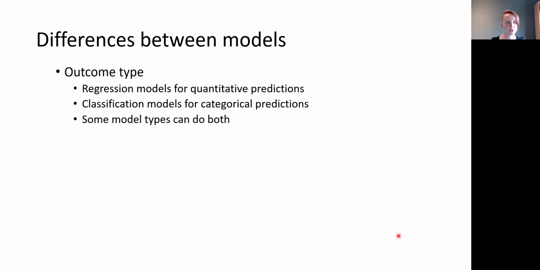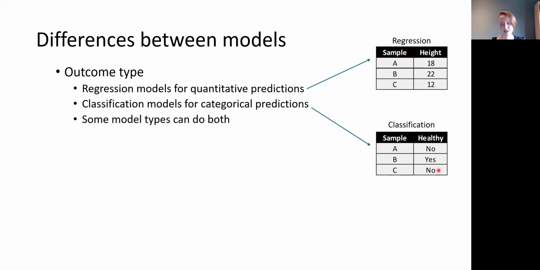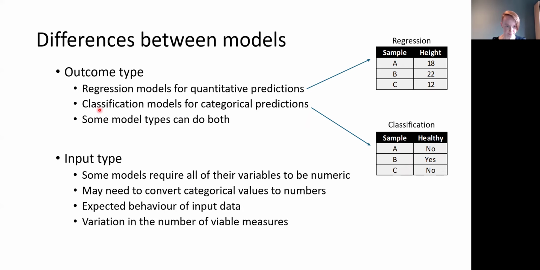So how do we decide between different model types? The big things that we can think about are the actual data that we have and what we want to predict. So what kind of outcome type we want. So if we want to make quantitative predictions, we will need to use a regression model. So if we're trying to predict height, for example, we will need regression. If we want to predict a categorical prediction, like for example, if a sample is healthy or not, then we will need to use a classification model. Some model types can do both. Some can only do one or the other.